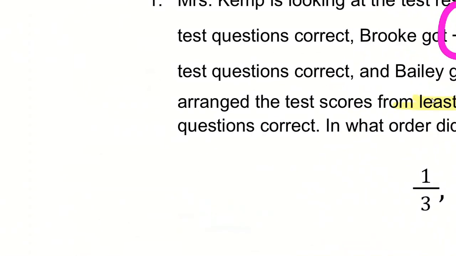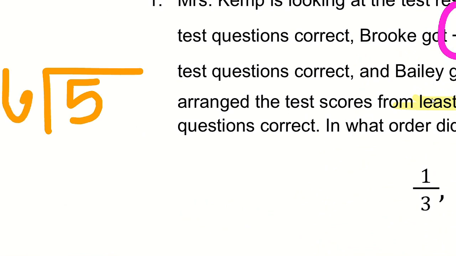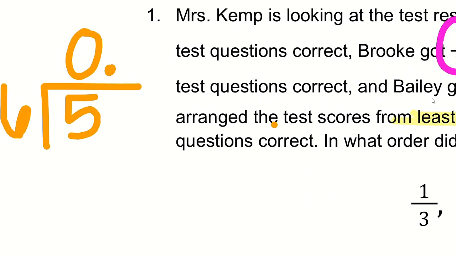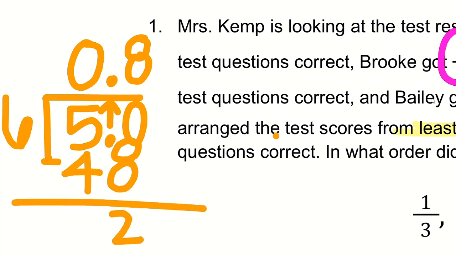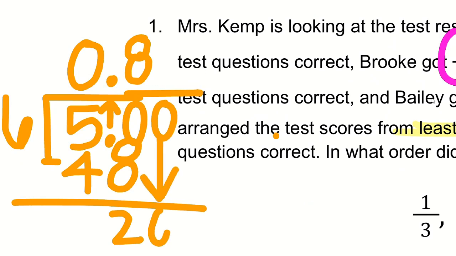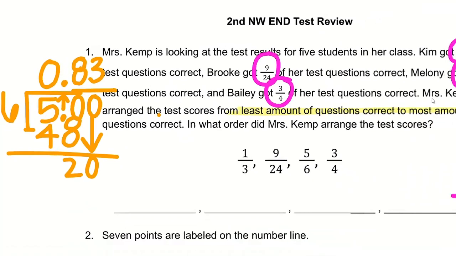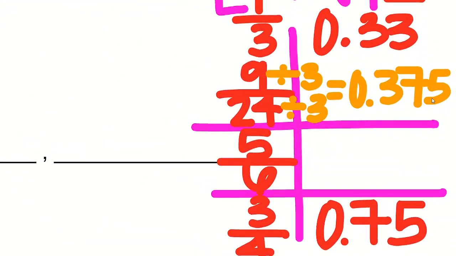I've got to divide it out. Put 5 in the house, 6 outside. 6 can't go into 5, so raise my roof. 6 can go into 50 8 times, which is 48. 6 and 8 went on a date and on their plate it's 48. 2. Bring down the 0. 6 can go into 20 3 times, which is 18. Oh my gosh, I see this not going well for me. Okay, and it looks like it's going to keep repeating with the 3. So we're going to leave it like that.